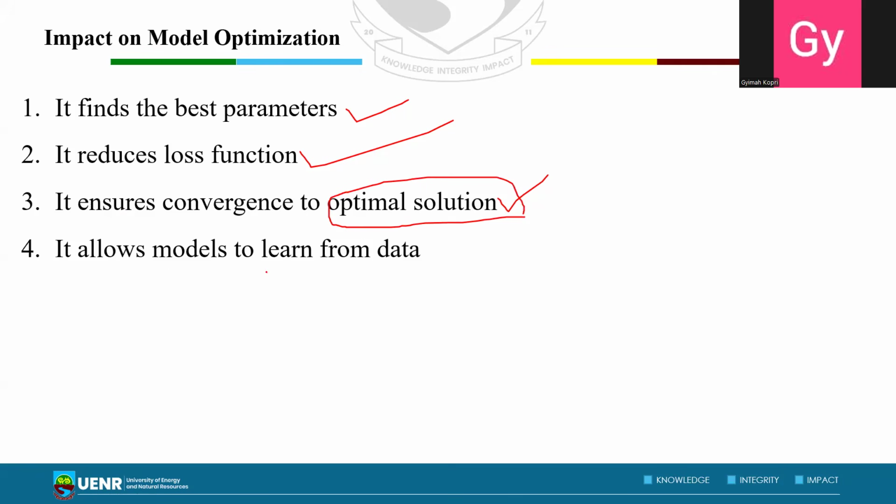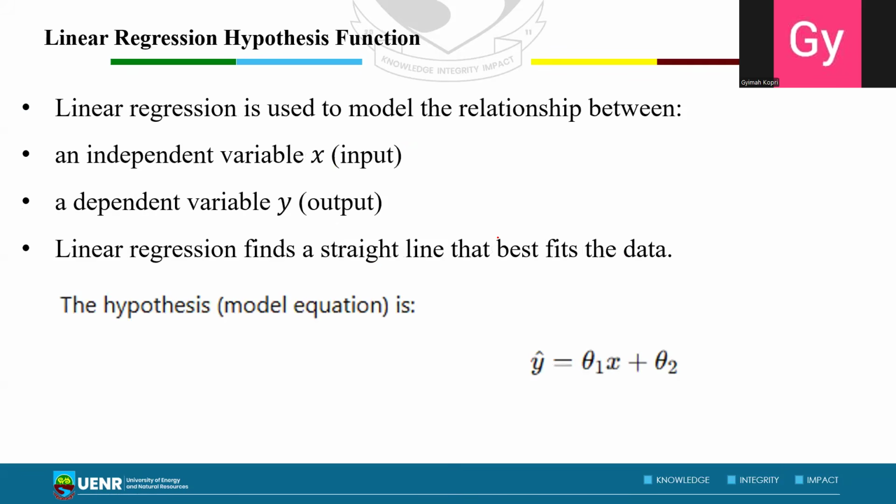It allows models to learn from data. So the data will be there, learn it, predict, get mistake, correct yourself, optimize, reduce the error, try again. All these things that you are doing, it means you are learning from data. And that is all about machine learning.